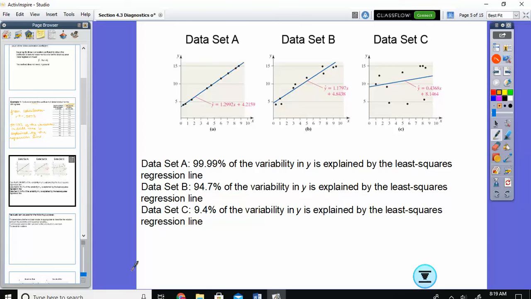Whenever we explain it, do you want us to change it to a percent? Yeah.